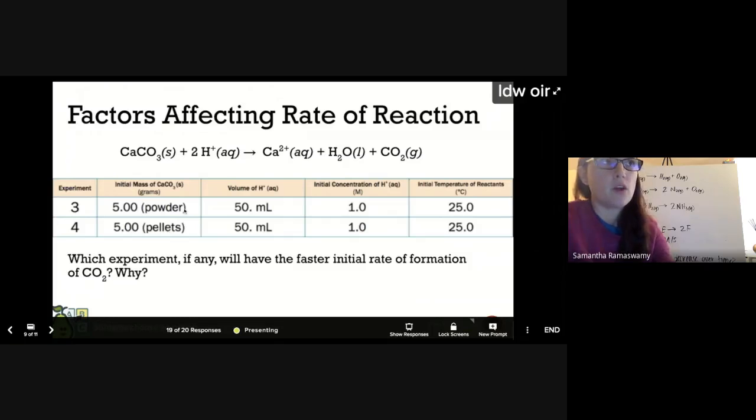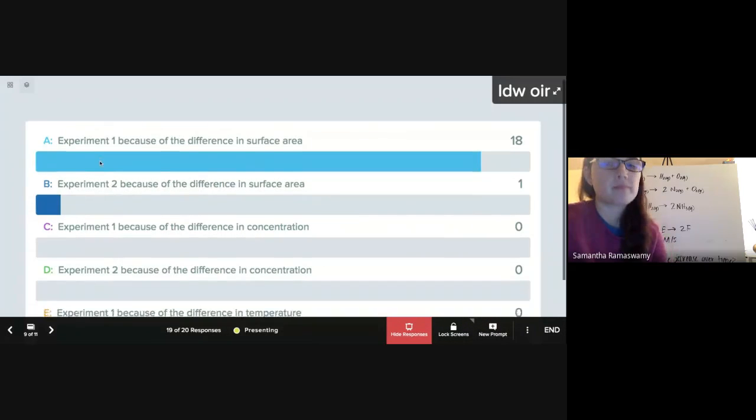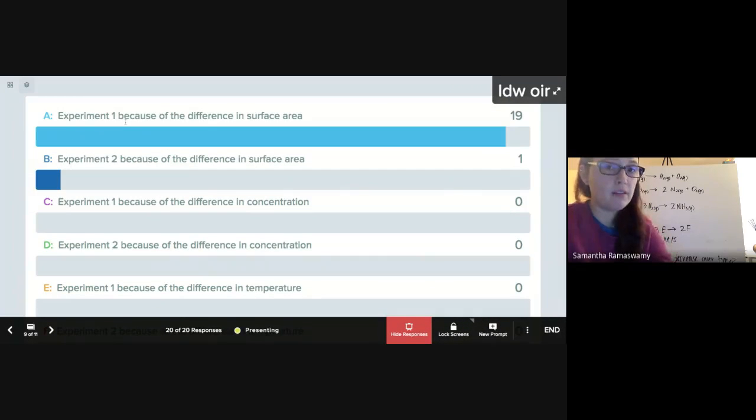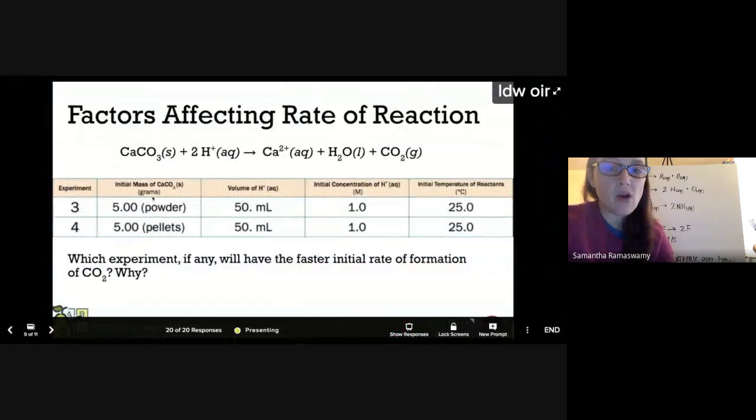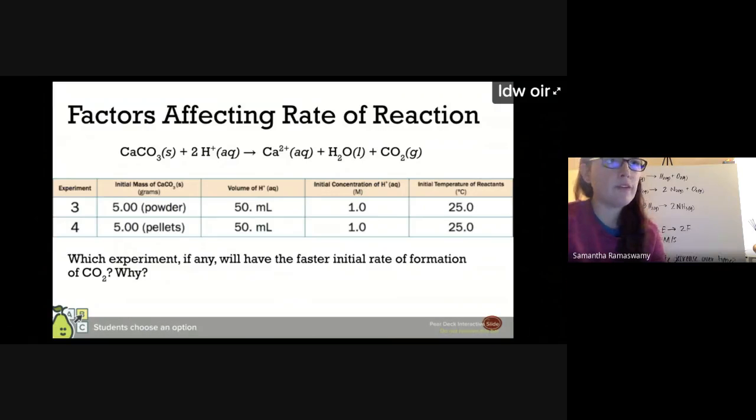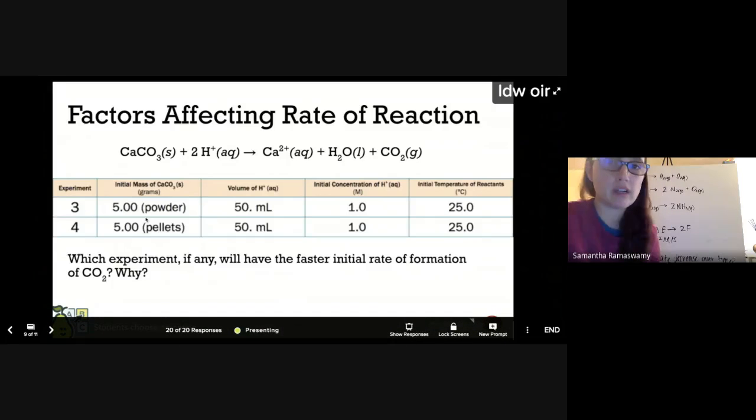So again, when we talk about surface area, I want you to think of it like contact area. The more that the reactants can come into contact with one another, the faster it will react. So most people chose experiment 1, which is correct. So experiment 1 will be faster because of the difference in surface area. So powder, right? Again, you could try this at home if you had sugar cubes, or even if sugar gets clumped together, it's going to react faster as a powder, or as small crystals, than as a big chunk.